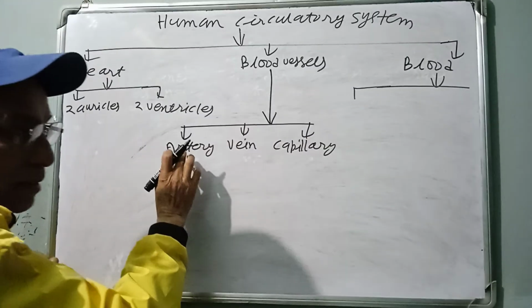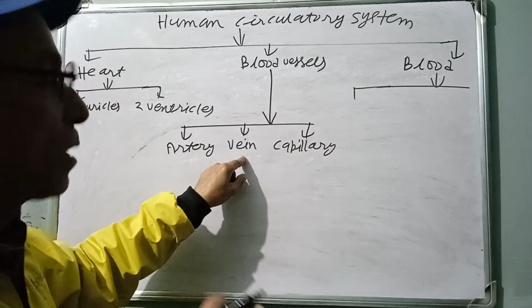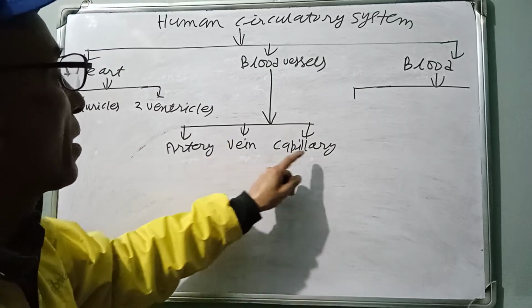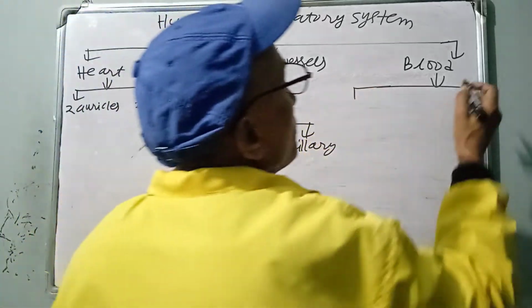Artery, when small, is arterioles; when large, it is aorta. Veins, when small, are venules; when large, vena cava. Capillary smallest.